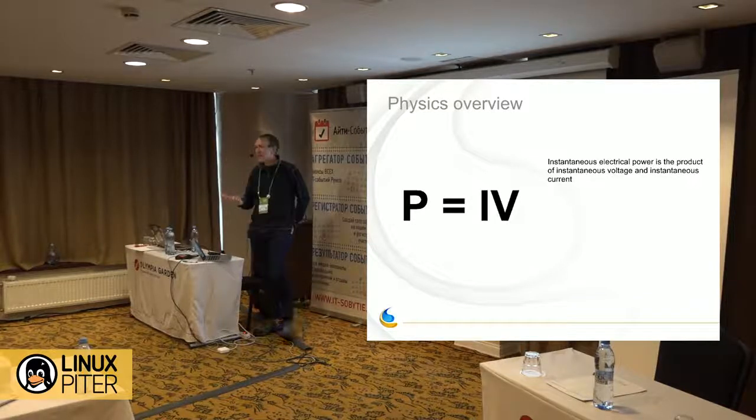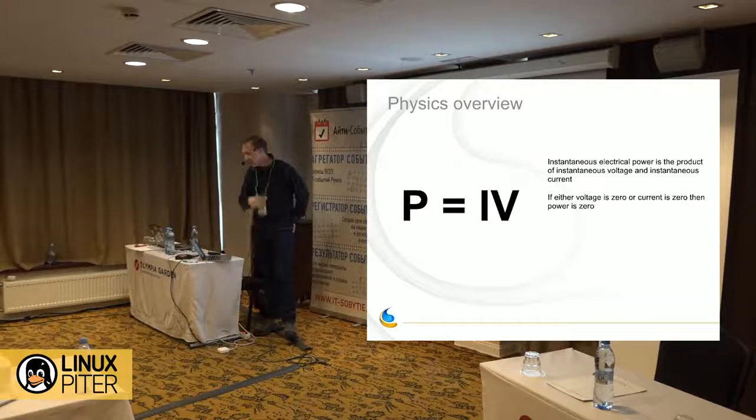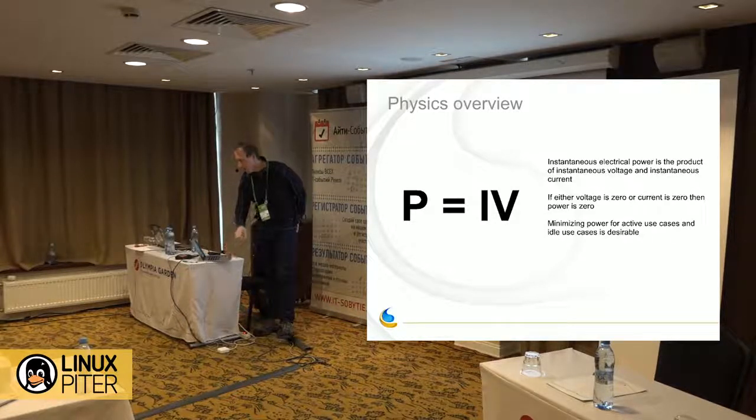So power is an instantaneous value. It's the product of voltage and current, right? And if I got that wrong, I'm super sorry. Anything to the right of the equal sign, if it's 0, then the whole thing is 0. That's how math works. Lower power is a good thing. If we can save power without damaging or hurting the use case, then that's what we want to do.